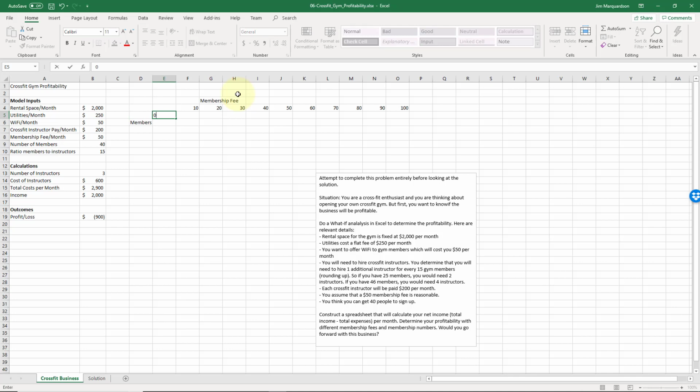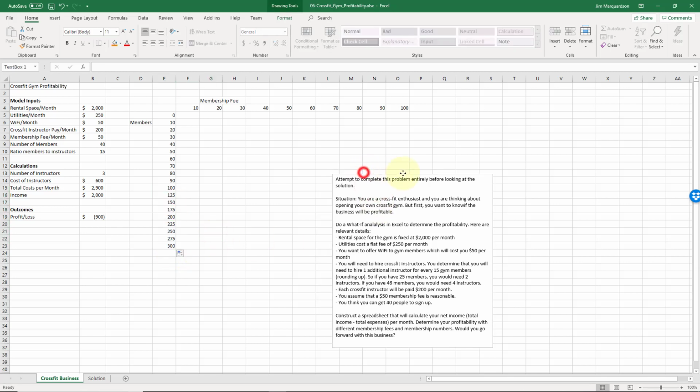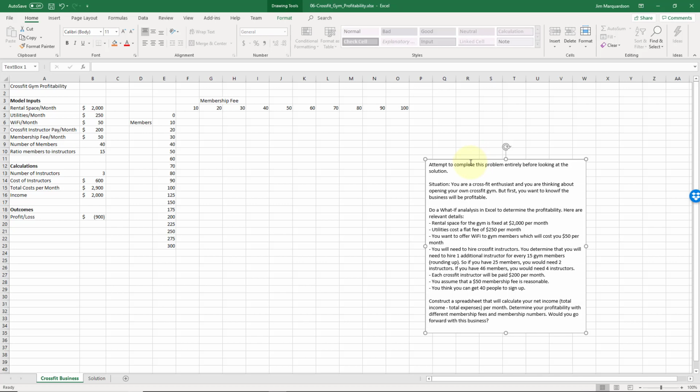Some entrepreneurs make the mistake of not figuring out what's going to happen if nobody buys your stuff. 0, 10, 20. Okay, so I've got a pattern here. So let's expand this to 100. Then maybe let's jump up to 125, 150. So we'll increase by 10 and let's go to 300. How about that? There's no right or wrong answer. It's just kind of what you think could be feasible.